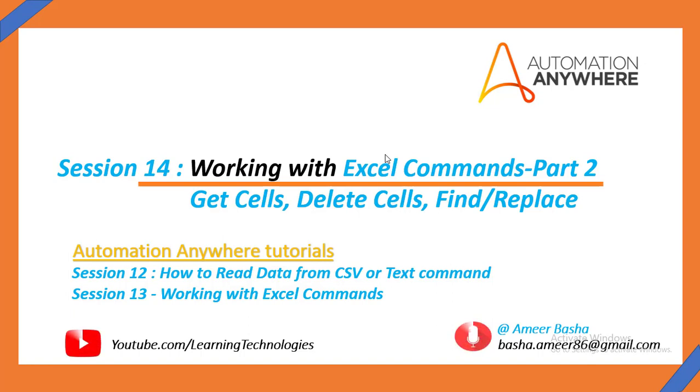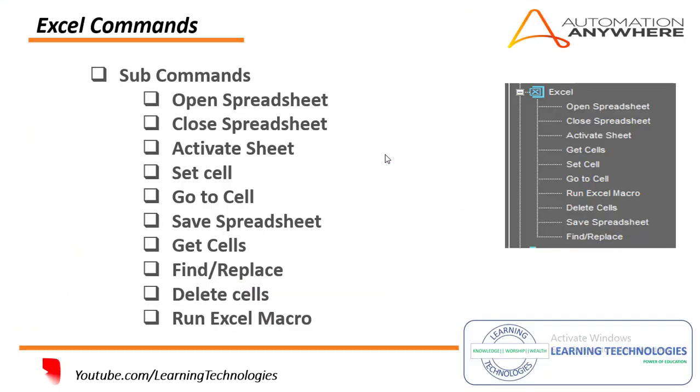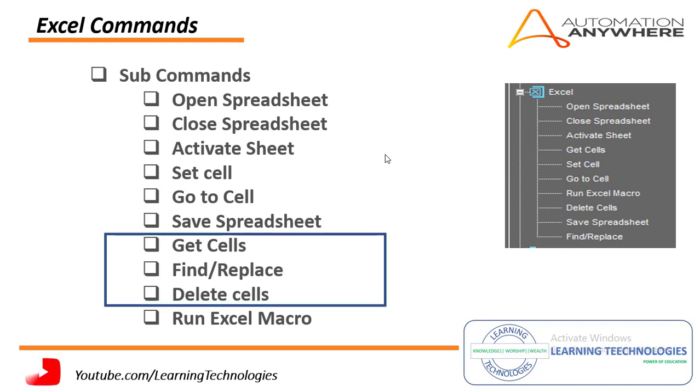Before watching this session, please watch session 12, how to read data from CSV or text command, and also session 13, working with Excel commands. In the previous sessions, we learned about some of the Excel subcommands, that is open spreadsheet, close spreadsheet, activate sheet, set cell, go to cell, and save spreadsheet. In this session, we are going to learn get cells, find or replace, and delete cells.